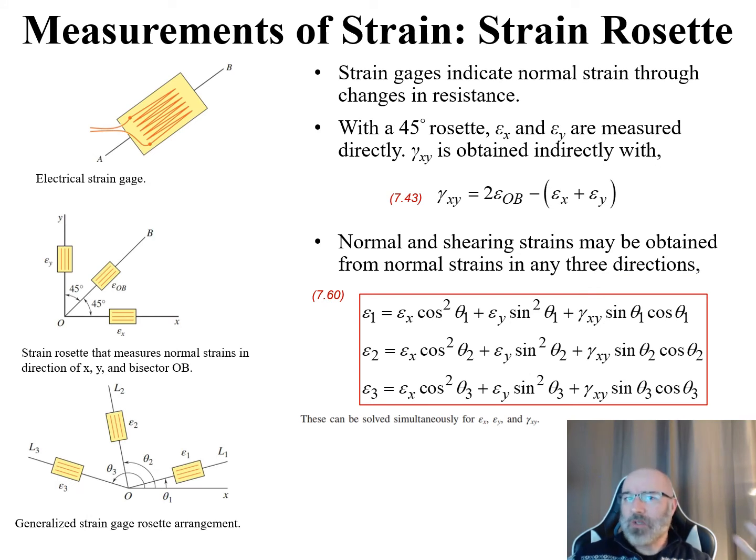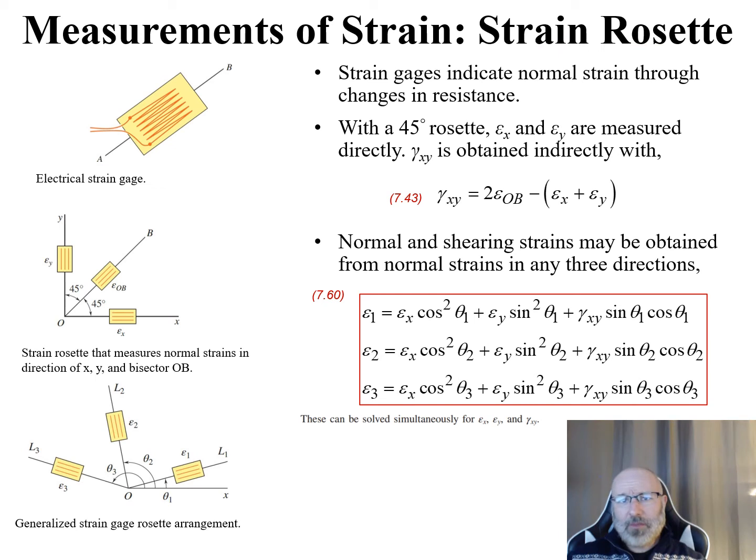How do we physically measure strain? What we can do is utilize strain gauges. In particular, let's take a look at some strain rosettes. These strain gauges indicate a normal strain through changes in resistance. So what we're actually doing is measuring resistance changes in whatever type of material these strain gauges are adhered to, and we can correlate these changes in resistance to strain measurements.